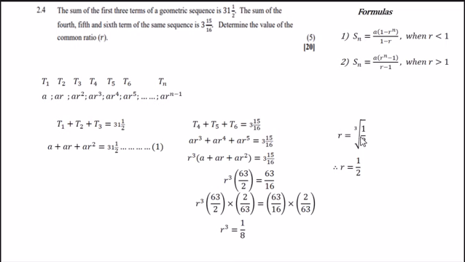If you prefer, you can try to use these equations to solve this question. You must get r equals half. So you can try.